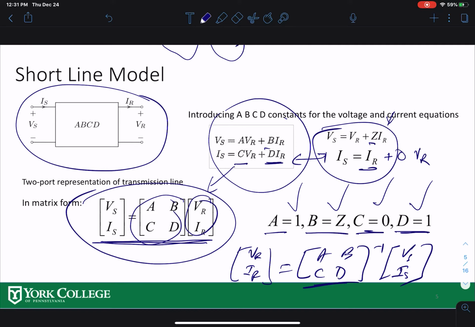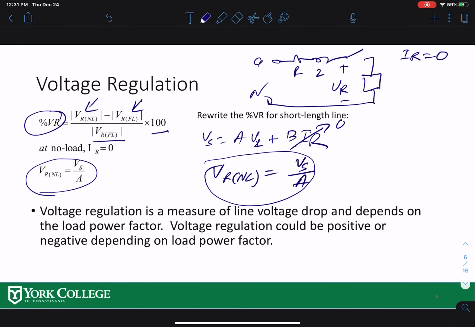And also from here, you can find receiving end quantities by taking the inverse of the matrix. All right, so the ABCD constants are the prime goal here, to find the ABCD constants of the transmission line. Then you can find the relation between sending end quantities and receiving end quantities.